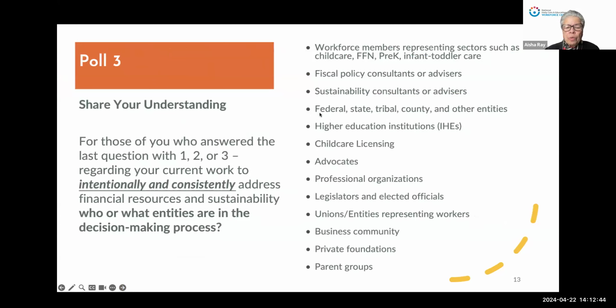For those of you who answered the last question with 1, 2, or 3 regarding your current work to intentionally and consistently address financial resources and sustainability, who or what entities are in the decision-making process with you? You can check, for example, the top 4 partners that you have.